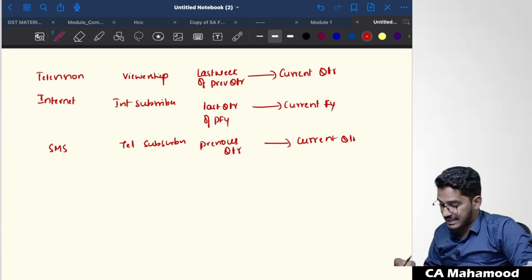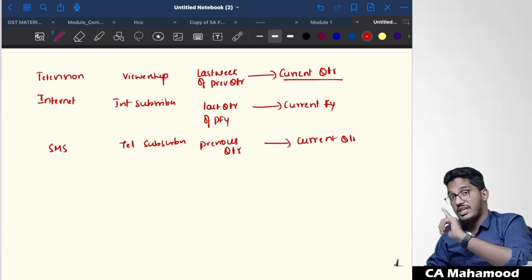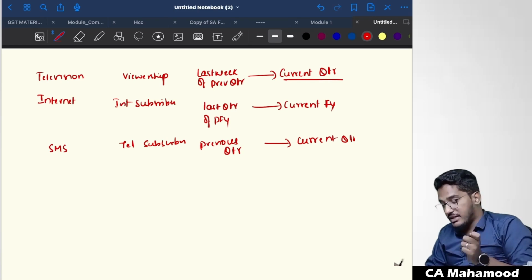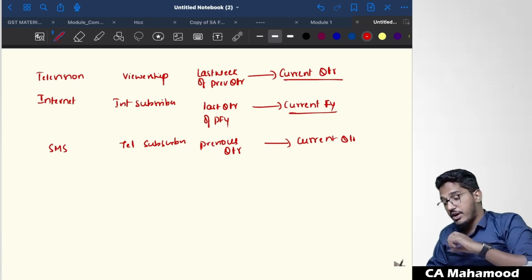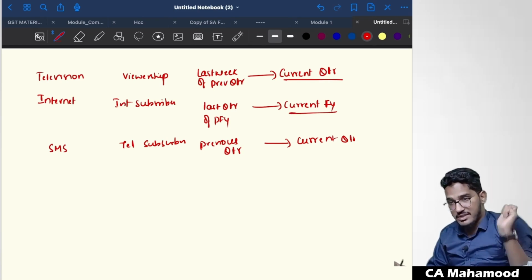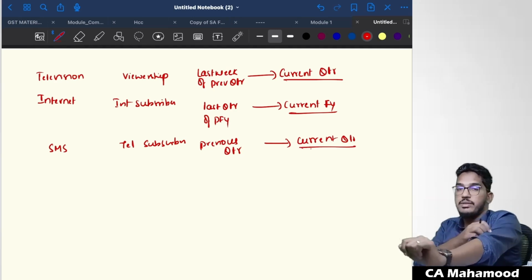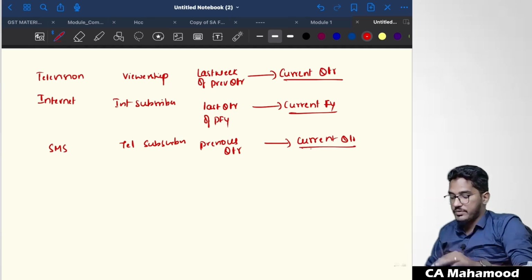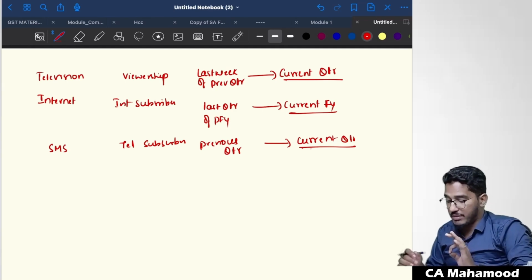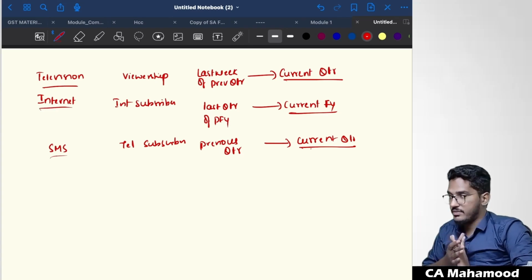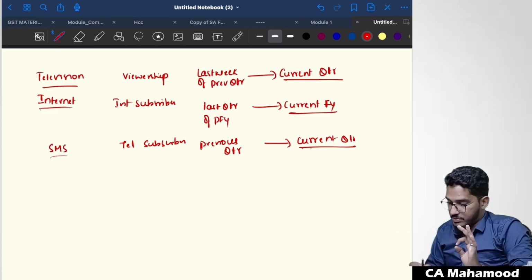Able to understand? So once again, I am revising. In case of television, viewership data for the current quarter, you have to use last week of the previous quarter's data. For internet subscribers, for the entire current financial year, you have to use last quarter of the previous financial year's data. In case of telecom subscribers, for the current quarter, you have to use the entire previous quarter's telecom subscribers data. So this is how you need to determine place of supply in case of advertisement services provided to the government through television, internet, and SMS. Clear? Important from the examination perspective.